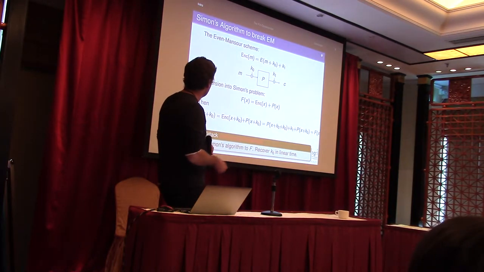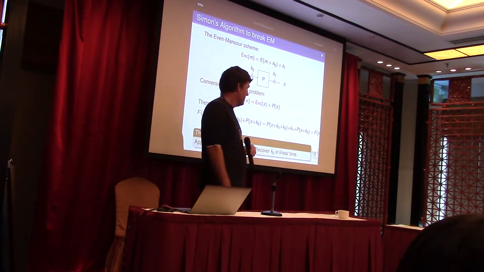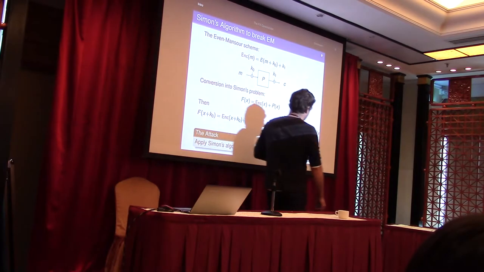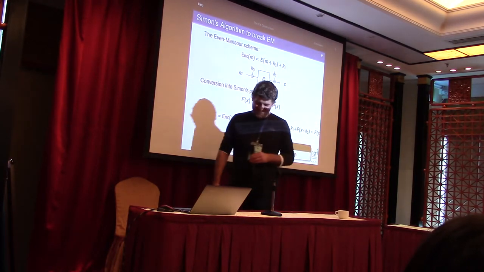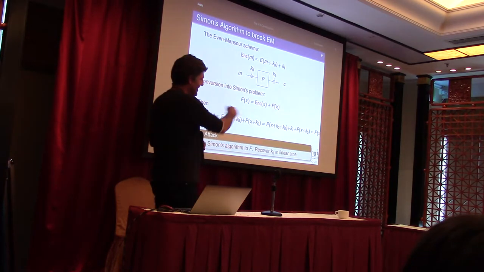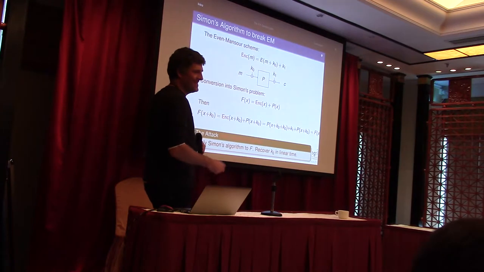Okay, so we can break this Even-Mansour in linear time. So what's on the right hand side? Just a closing bracket. Okay. It's not safe. Nothing hidden. The obvious missing thing.